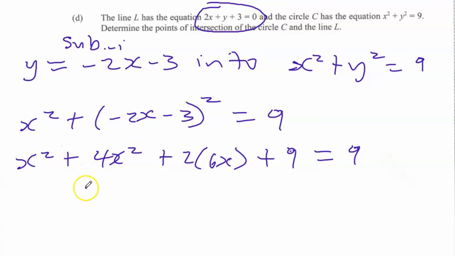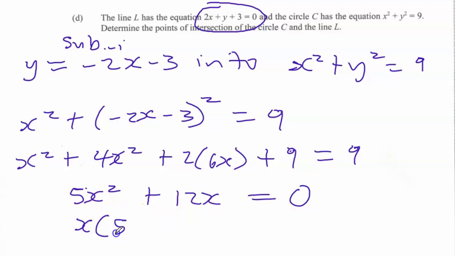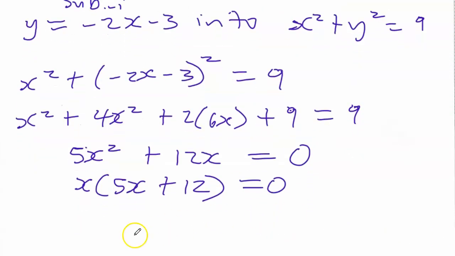That's 5x squared, right? So that's 5x squared plus 2 times, that's 12x. And note, if I group the constants on the right hand side, I'll end up with 9 minus 9, which gives me 0. So of course I can factor out x. I'll have x times 5x plus 12 equal to 0. Equate both factors to 0.